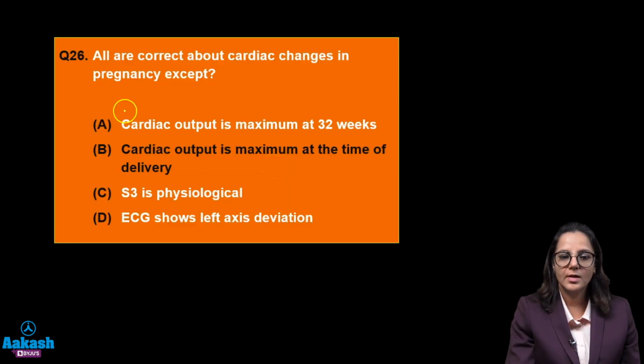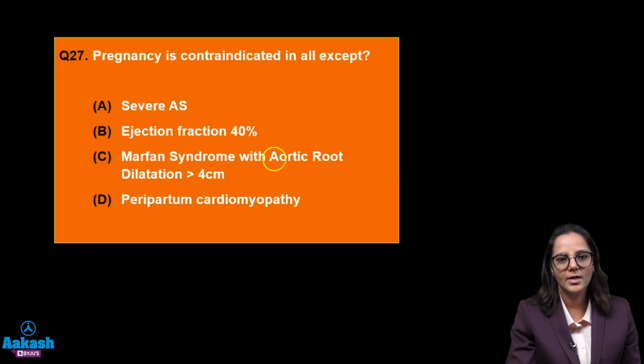So coming back to the question, cardiac output is maximum at 32 weeks? Yes. S3 is physiological? Yes. ECG shows left axis deviation? True. Cardiac output is maximum at the time of delivery? No. Cardiac output is maximum postpartum. Pregnancy is contraindicated in all except.